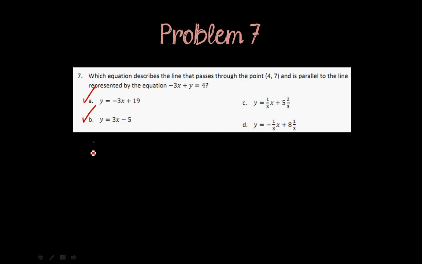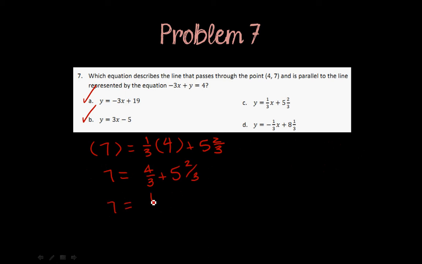Okay, so the next one we have, I'm going to put a 4 here and a 7 here, and that gives me 4 thirds plus 5 and 2 thirds. I'm going to change this 5 and 2 thirds into an improper fraction, so 5 times 3 is 15, plus 2 is 17. Okay. And so 17 plus 4 is 21 over 3, which equals 7, so that works.